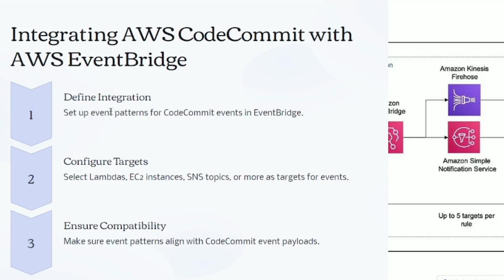The second step is to select the targets, whatever targets you need. For example, you can select targets such as Lambda, an EC2 instance, or an SNS topic. Whatever targets you choose, you need to configure them. The third one is to ensure compatibility. Make sure event patterns align with CodeCommit event features. So we need to ensure the compatibility of our EventBridge setup.